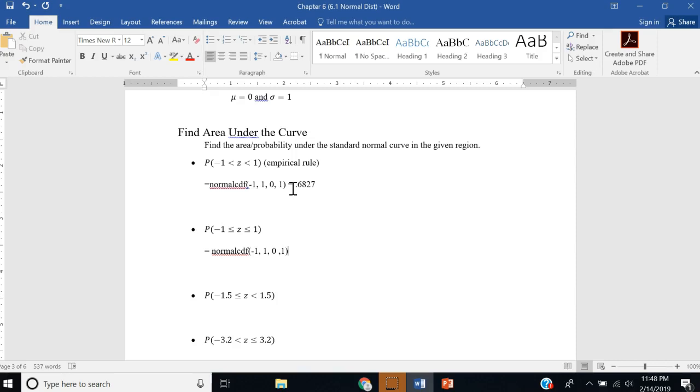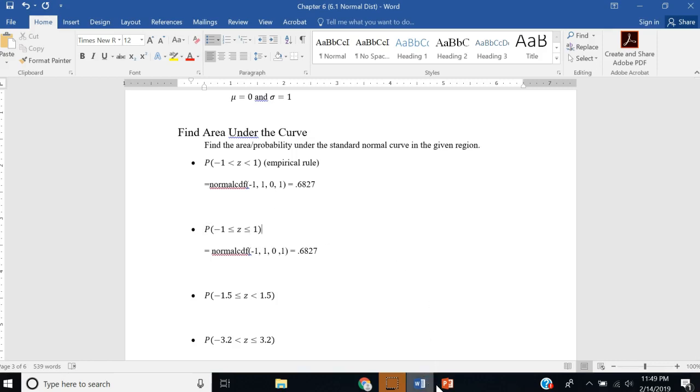And you might think that's a little weird. In previous chapters, when you flip a coin, there's a big difference between getting less than 2 heads or getting less than or equal to 2 heads. The less than doesn't include the 2. The less than or equal to does. Well, here, if we have less than 1 versus less than or equal to 1, I'm saying that there's no change.